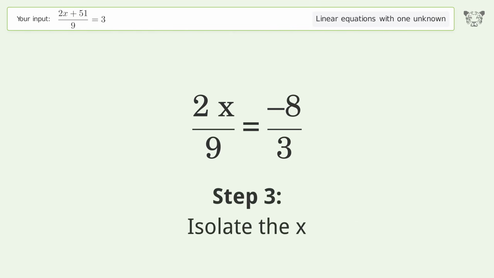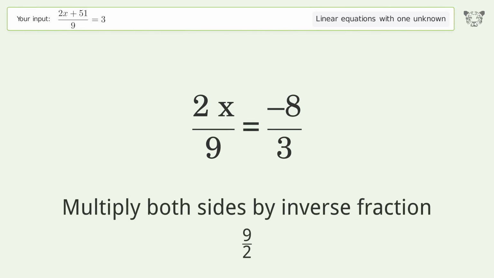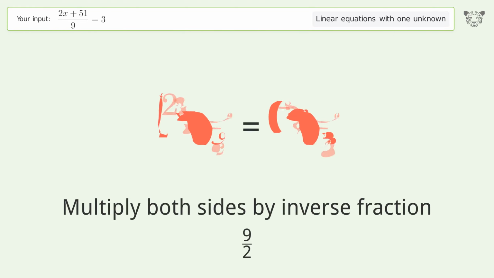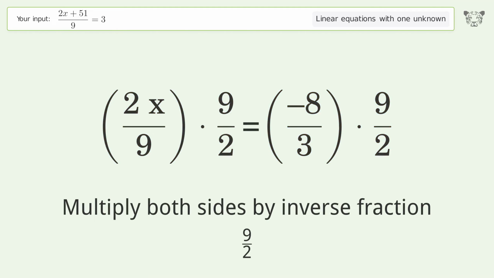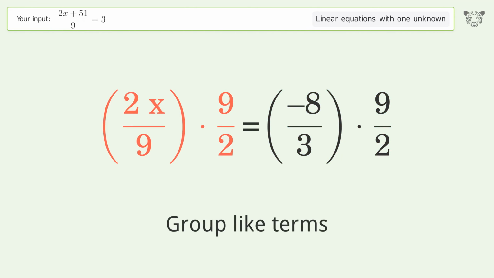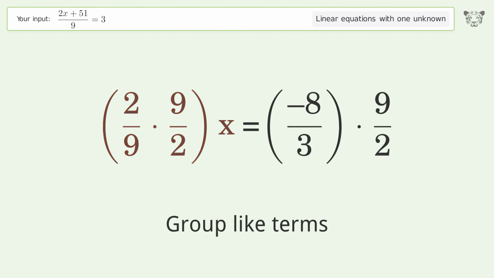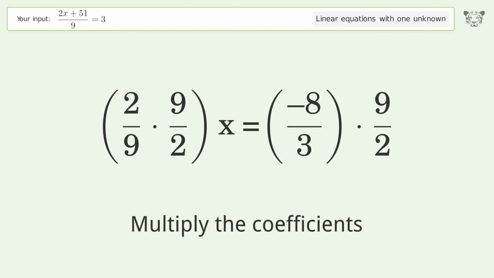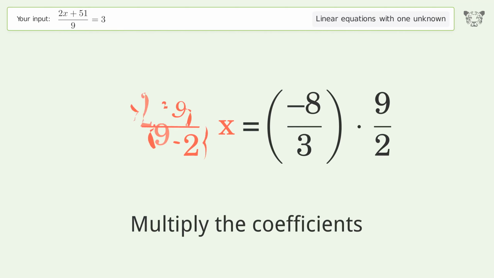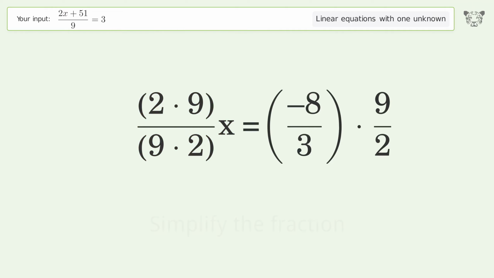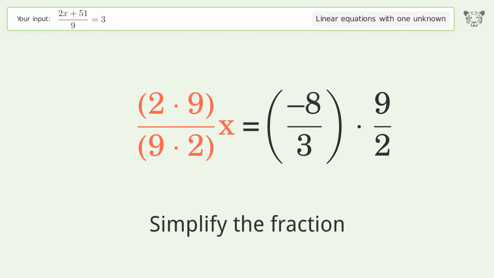Isolate the x. Multiply both sides by inverse fraction 9/2. Group like terms. Multiply the coefficients. Simplify the fraction.